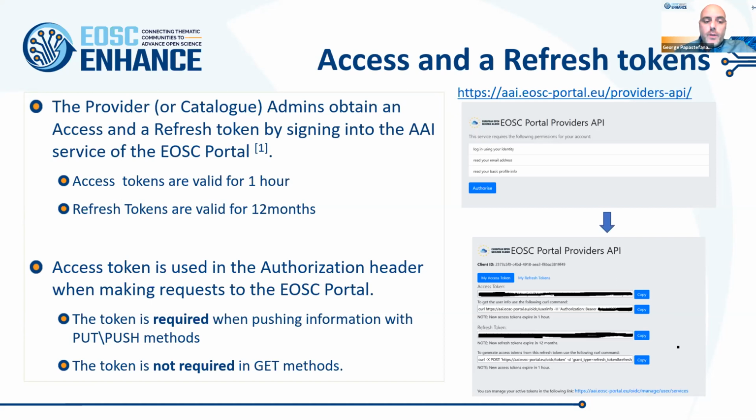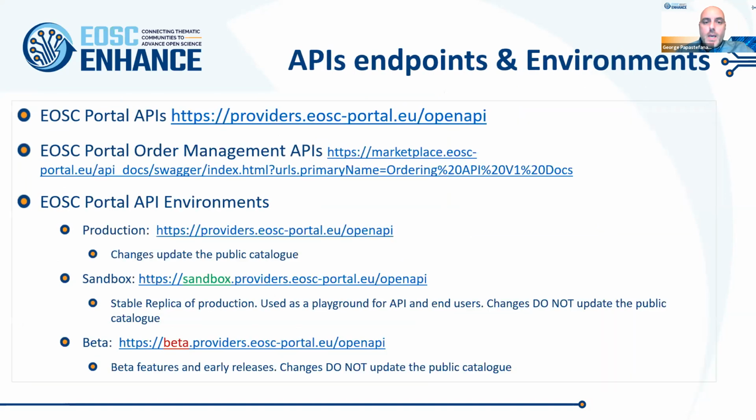Tokens are used mainly for updating information, and some methods that actually take information out of the catalog do not require an authentication mechanism. For the APIs, we have the endpoints, the main 2 endpoints, and the documentation is available in these endpoints. And there are 3 different environments.